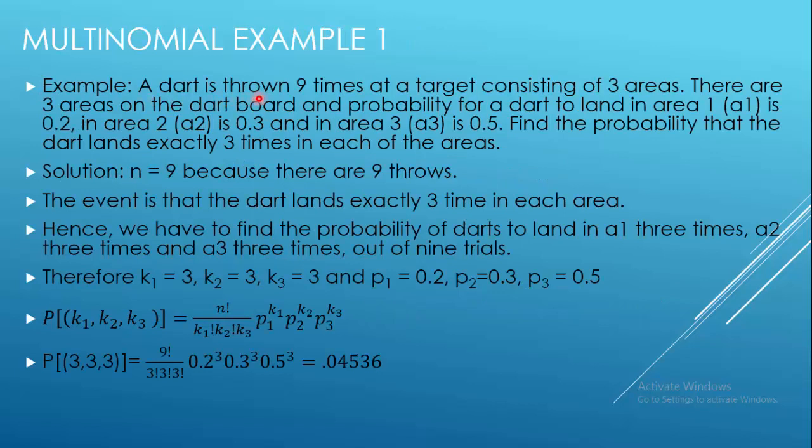A dart is thrown 9 times at a target consisting of 3 areas. There is a dartboard on which we have 3 areas, and a dart is thrown 9 times. The probability of a dart landing in area 1 is 0.2, in area 2 is 0.3, and in area 3 is 0.5. Find the probability that the dart lands exactly 3 times in each of the areas.